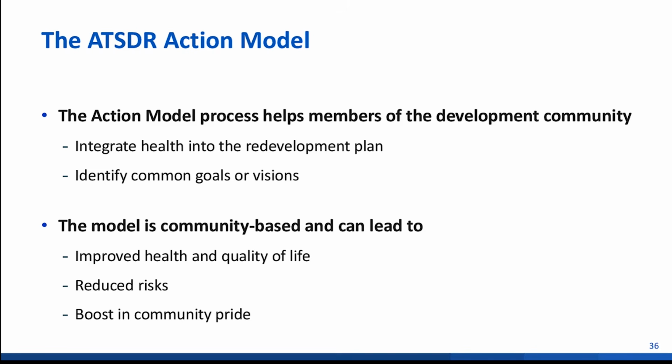The ATSDR action model is community-based and can lead to improved health and quality of life, reduced risks such as environmental or health risks, and boosts in community pride. Over 40 communities across the United States have used the ATSDR action model for health-focused redevelopment. We've been able to combine steps 1 and 4 of their action models by finding recurrent issues and indicators common to 20% of the communities.